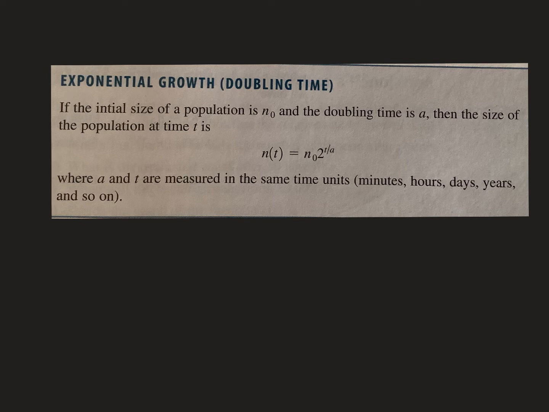The formula they're giving you here is the formula we use to see how long it takes something to double, some kind of mass or some kind of situation to double. N sub 0 right here is the initial size of the population. Doubling time is A. That's how long it takes to double, and T is the size of the population at that certain time. Okay, and T and A must be measured in the same units: minutes, hours, days, years, whatever.